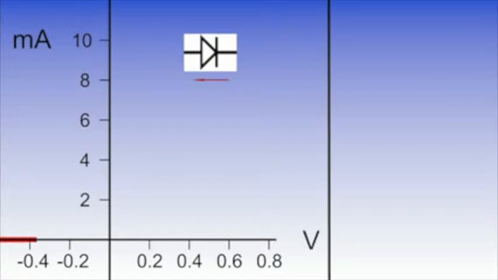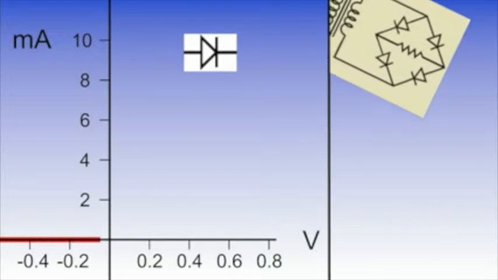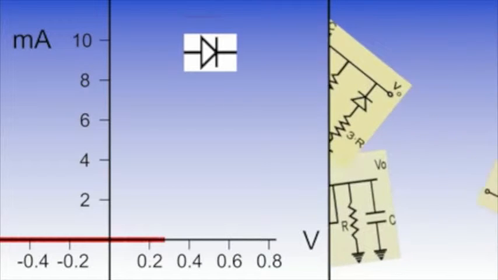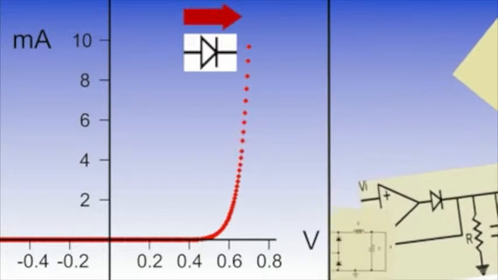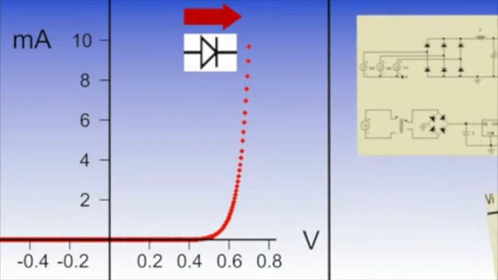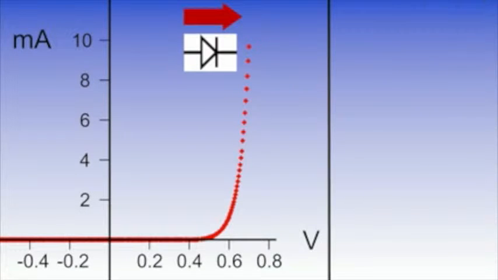The p-n junction shows this asymmetric behavior. The current can flow in one direction, but not in the other. This is a peculiar behavior which enables a wide spectrum of applications in circuits.